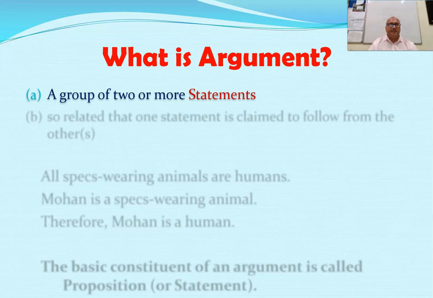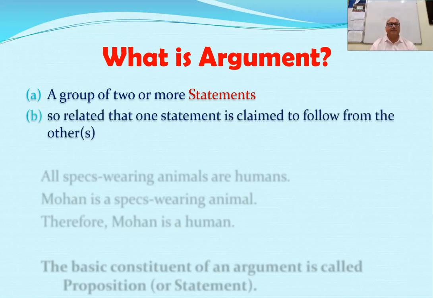Now, there are many groups of statements. Not all groups of statements can be called an argument. So this second feature of the argument differentiates a group of statements called an argument from a group of statements which cannot be called an argument. So what is that second feature?